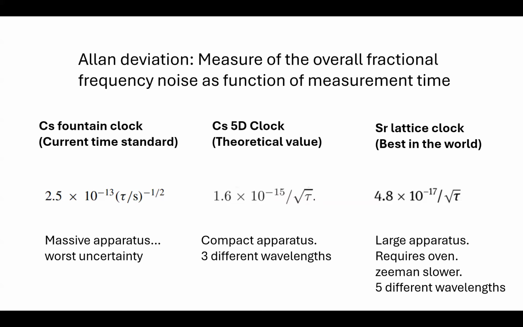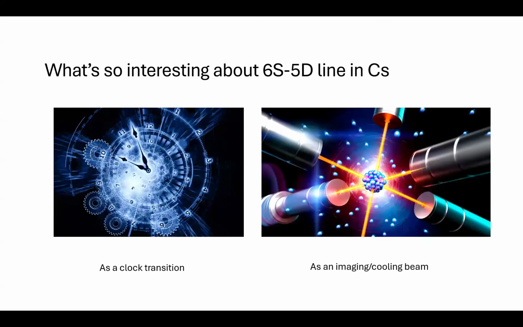But moving on, this is just one use of that transition. That's why it's an exciting transition. But the way we are going to use it is for an imaging or a cooling beam. So let me motivate why it is useful for imaging and cooling for us, since it's a narrow line transition and it is also a quadrupole transition.